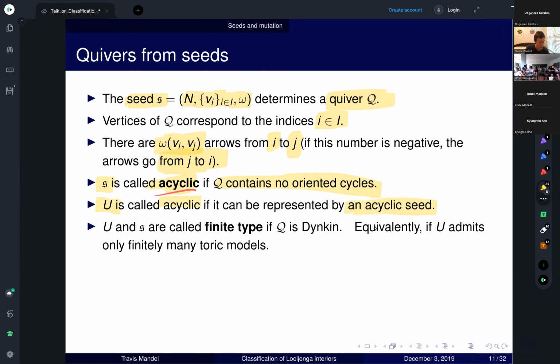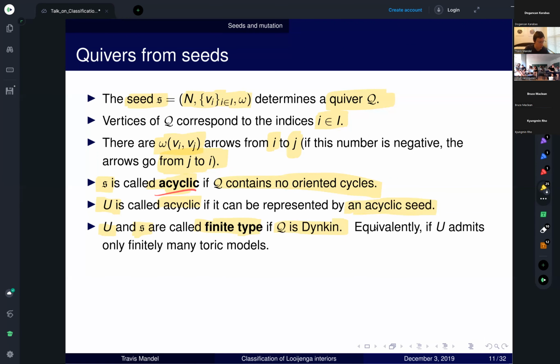And then some more terminology, we'll say that U and the seed S are of finite type if the quiver Q is Dynkin. So if it's a type ADE Dynkin diagram, it'll always be simply laced for us because omega is skew-symmetric. There's a generalization where you allow skew-symmetrizable omega, and then you could have other Dynkin diagrams, not just the simply laced ones.